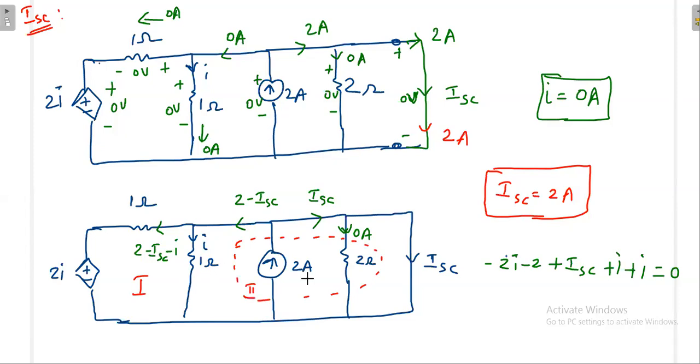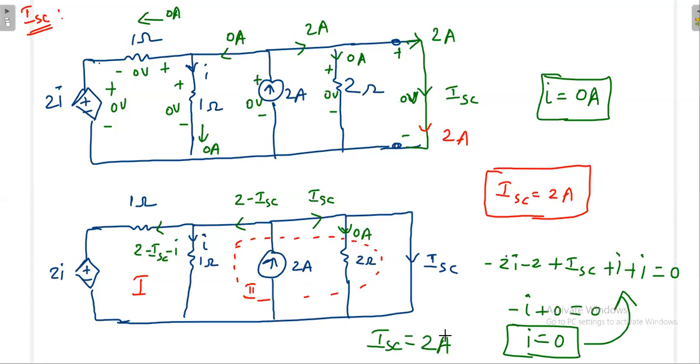Now if you go clockwise, minus I, you go there. Finally, what do you have? 0 voltage is there. Minus I plus 0 is equal to 0. That means I is equal to 0. You plug in I equal to 0 here, then you will get ISC as 2 ampere. So finally, you will get the short circuit current as 2 ampere only.